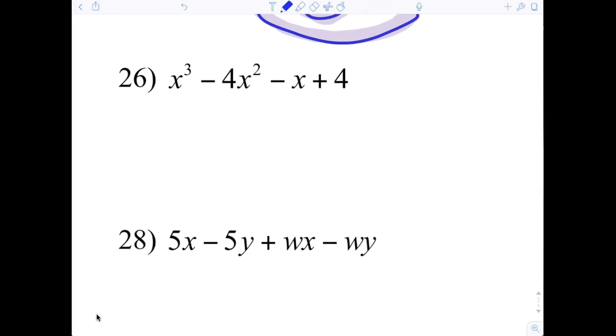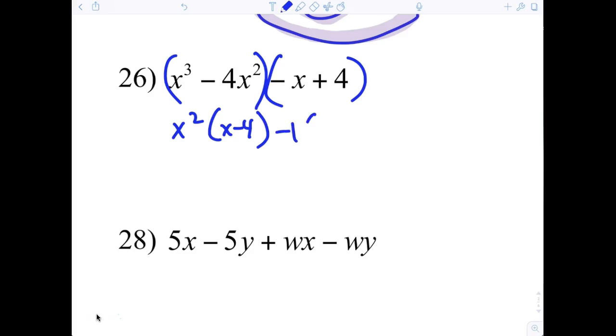So 26, factoring by grouping again. All right, so here we got to be careful. That's x squared, and then x minus 4, x minus 4. Now, you remember the leading coefficient is negative. Here's why I need you to put a star by this one. So you're factoring out a negative what? 1. Factoring out a negative 1. And so when you factor out a negative, it becomes x minus 4.